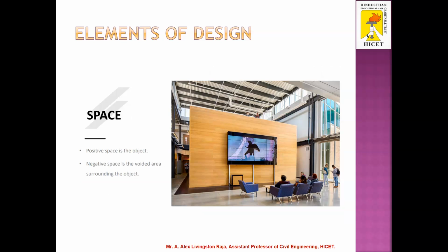In interior design, the volume enclosed within the walls, ceiling and floor is known as space. There are two types of space, positive and negative space. The volume or space occupied by the objects is considered as the positive space, and the empty space surrounding the objects is considered as the negative space. For example, in a room, the space occupied by the furniture can be taken as the positive space, and the unoccupied free space like the circulation area can be considered as the negative space.